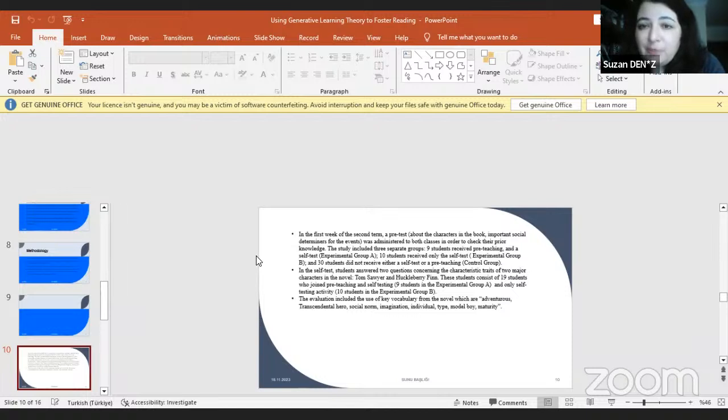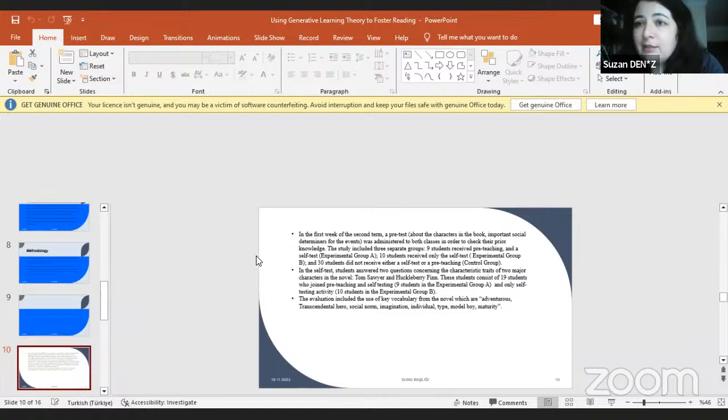9 students received pre-teaching and a self-test. This was the experimental group A. And 10 students received only the self-test. They didn't receive any pre-teaching, and we called it the experimental group B. And the rest, 30 students, did not receive either a self-test or pre-teaching. This is the control group.